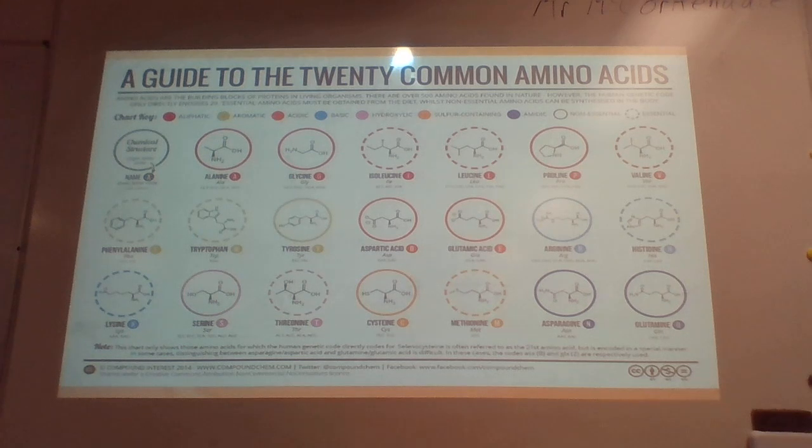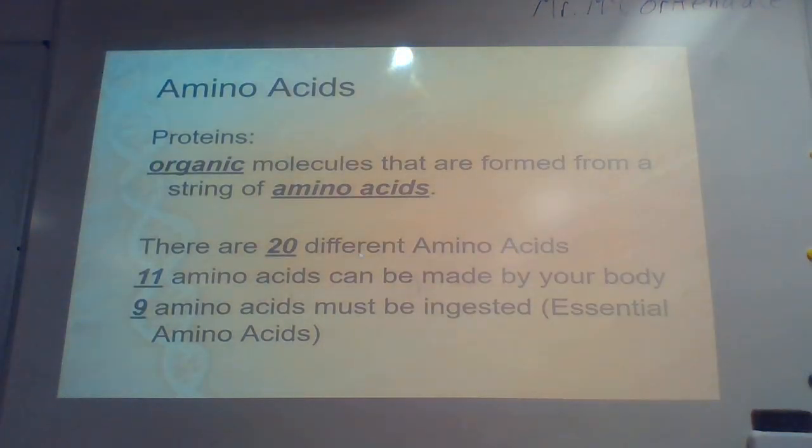Okay, these are the 20 amino acids that the human body needs. Now, if you pause this and look at this, you'll see that there are non-essential amino acids and essential amino acids. Non-essential amino acids, your body can produce from base elements. Essential amino acids, your body can't make. So you have to ingest those amino acids in order for your body to get them. You have to eat them.